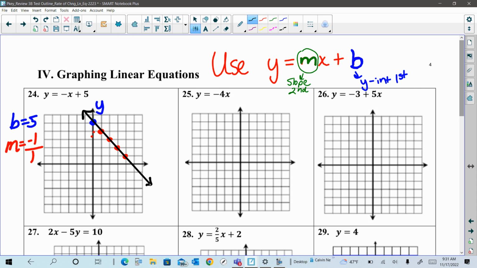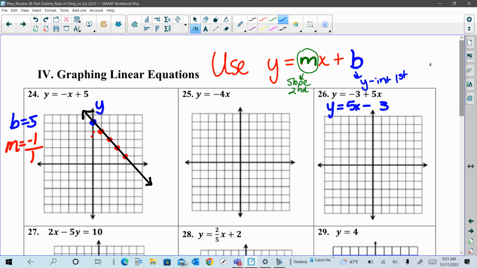Okay, so what about 26? It would be negative 5. It would be 5, negative 3. No, negative 3. Yeah, on 26, do you see what happened here? They switched it. So I'm just going to rewrite it. It should be 5x minus 3.